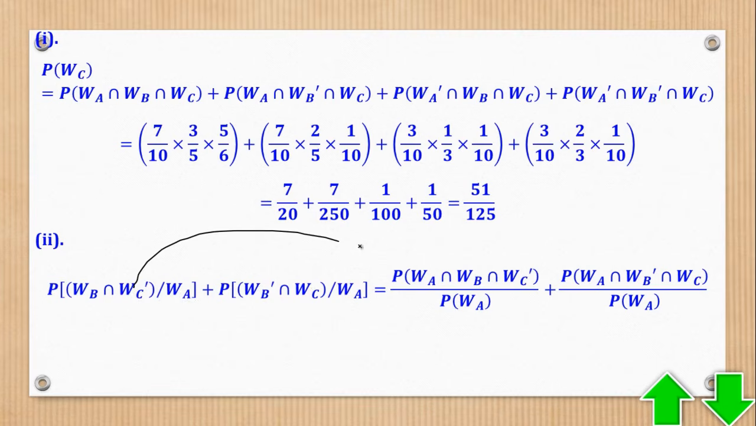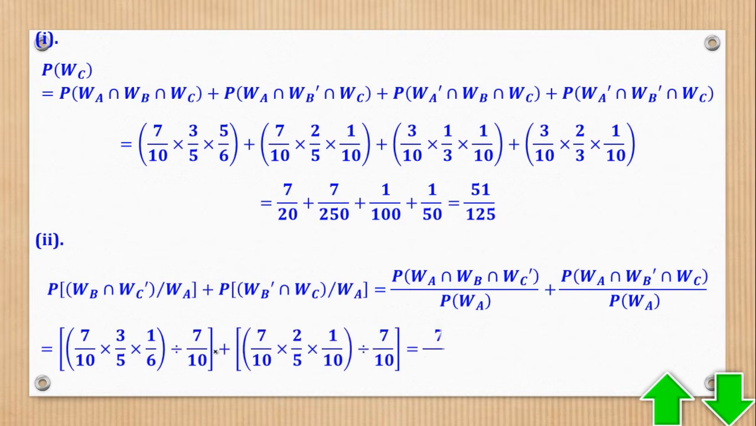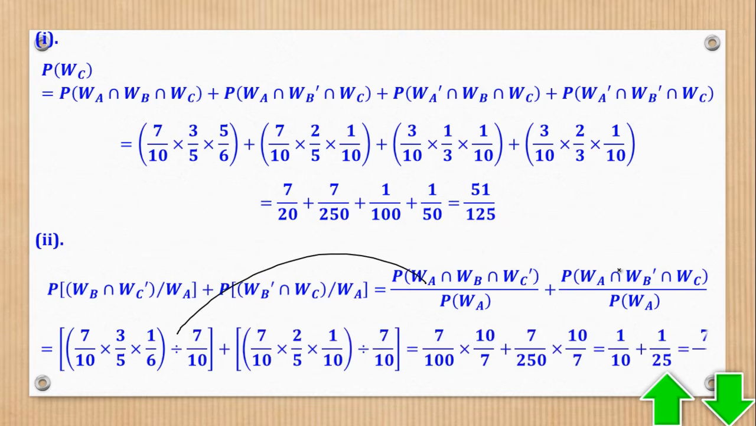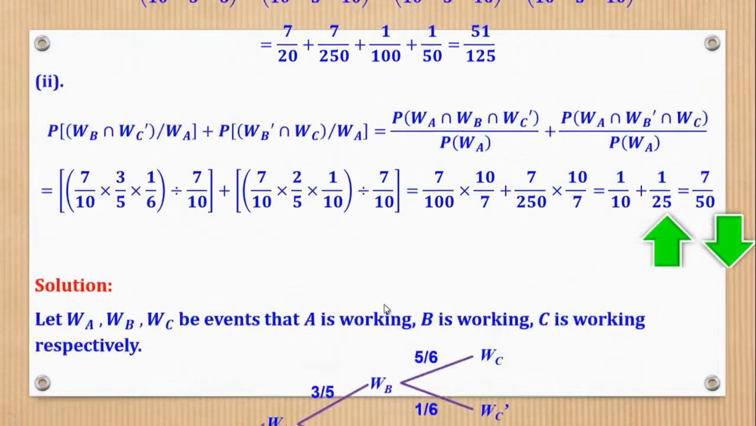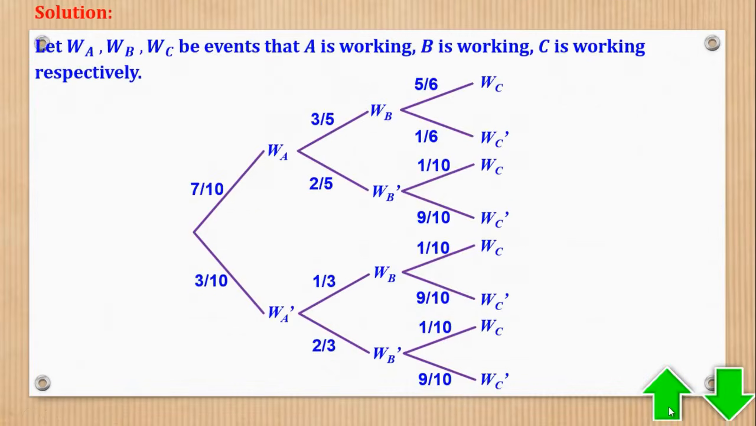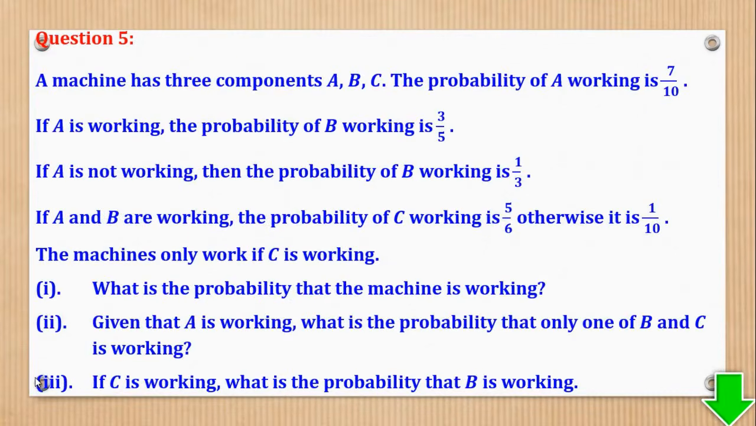So expanding this is this, expanding this is that. Then substituting gives you that. Substituting for this is this, for this is that. Then simplifying gives you this 7 over 50 as the final answer. Then Roman 3, if C is working, what is the probability that B is working?